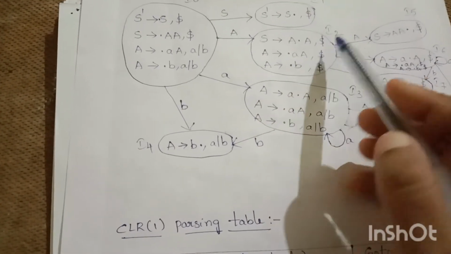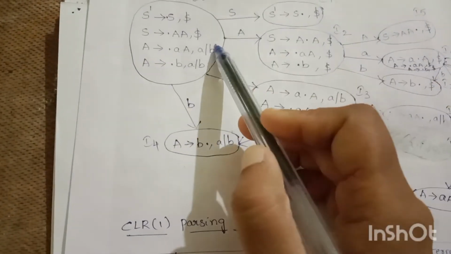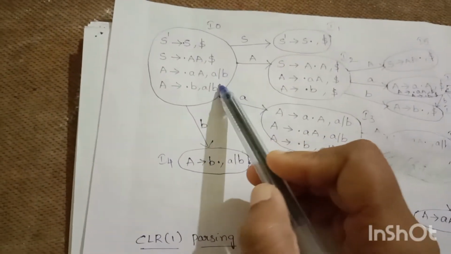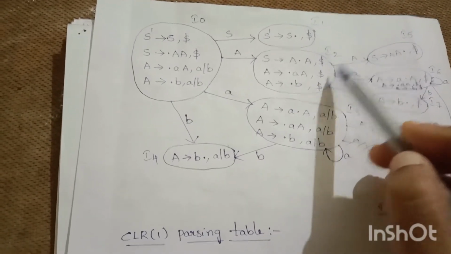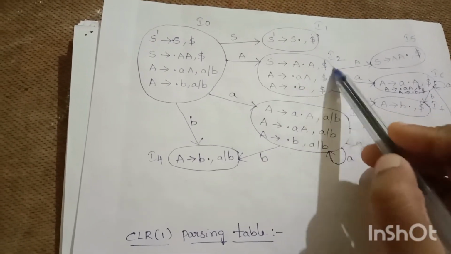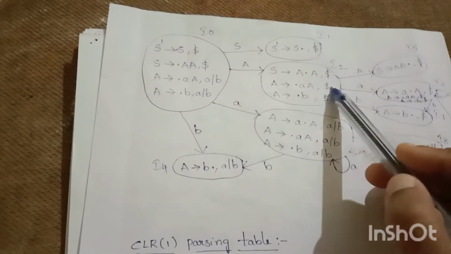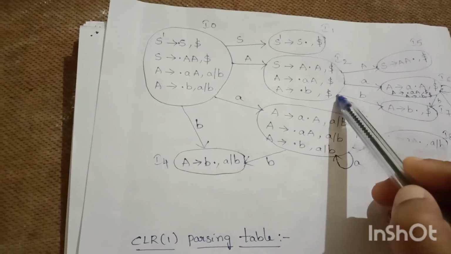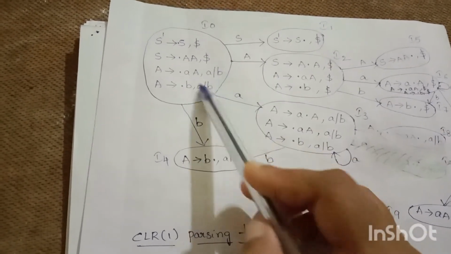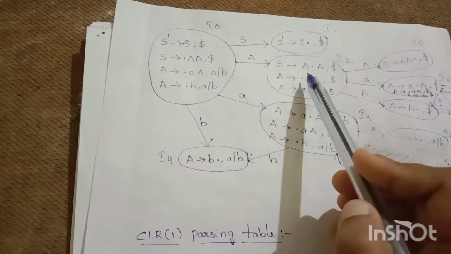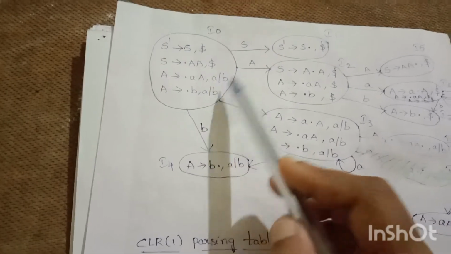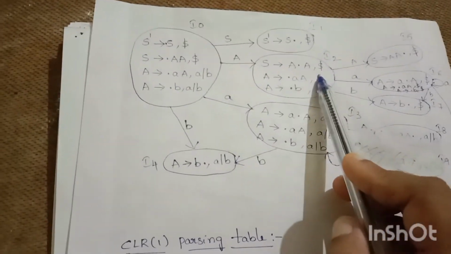So here there is a difference. You should not write the look ahead symbols from this state. We need to write the look ahead symbols from the existing state itself. In this state, whatever look ahead symbol we have, that look ahead symbol only we need to write here. You should not write the look ahead symbols from the previous state from which we are taking the non-terminal symbols. That you need to remember here.